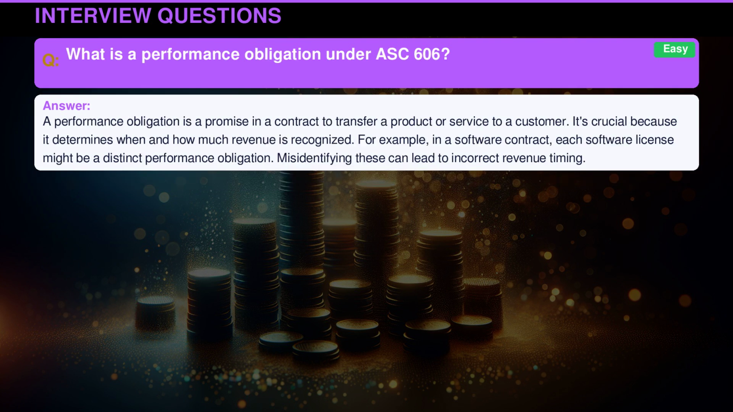A performance obligation is a promise in a contract to transfer a product or service to a customer. It's crucial because it determines when and how much revenue is recognized. For example, in a software contract, each software license might be a distinct performance obligation. Misidentifying these can lead to incorrect revenue timing.